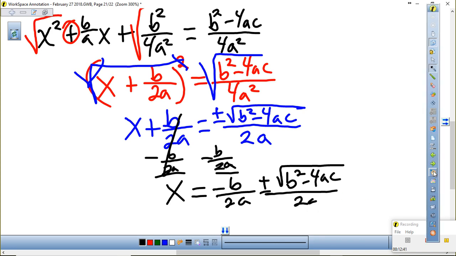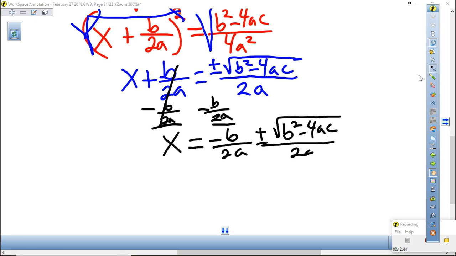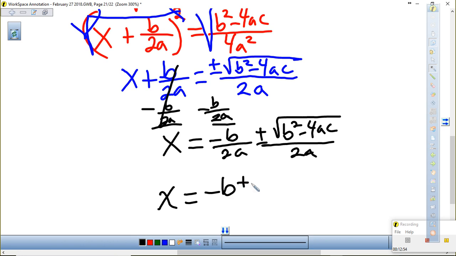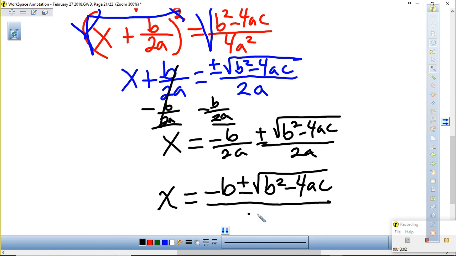However, now we have two fractions. Can I combine both fractions? What would be my common denominator? 2a. So therefore, my new equation is x equals minus b plus minus square root b squared minus 4ac over 2a. Students, welcome to the quadratic formula.